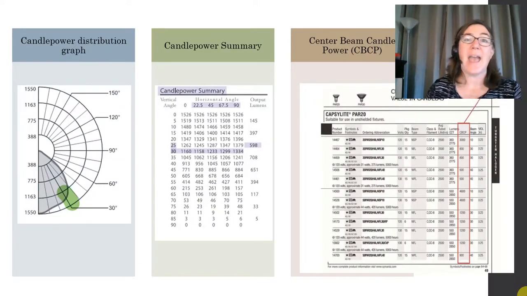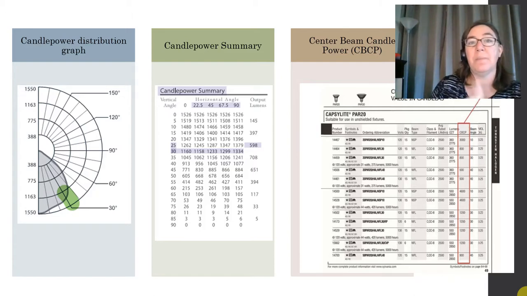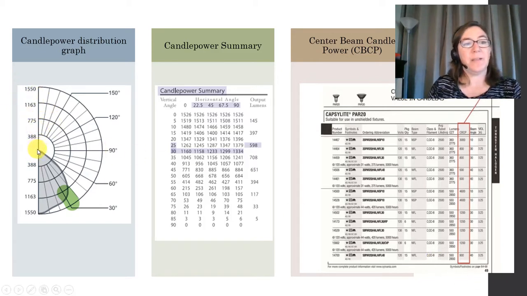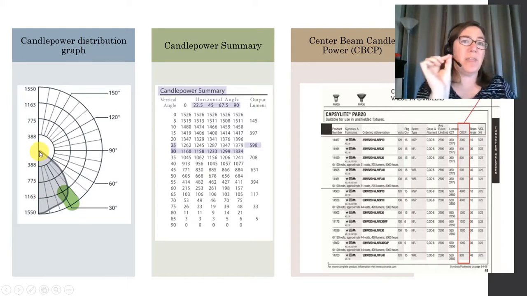Let's take a look at how to read these different kinds of data. Starting with the candle power distribution graph on the left. Now remember, this is the example from your textbook, so you can go ahead and follow along with that. And you can see that this is a polar chart. All right, so we're assuming that the light source is right here at the center of this chart.